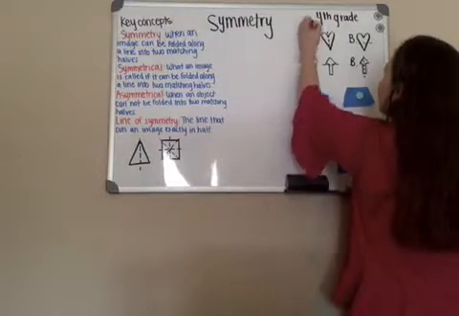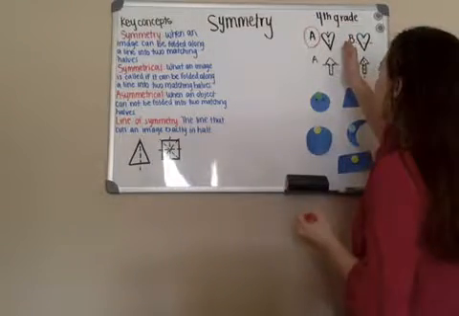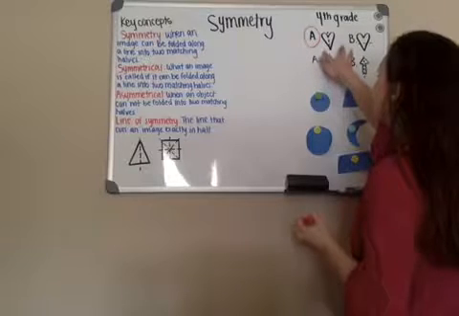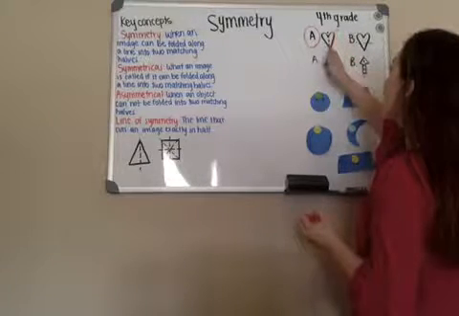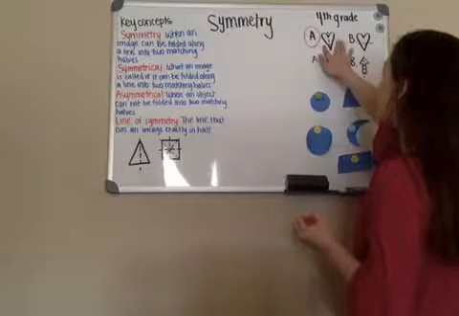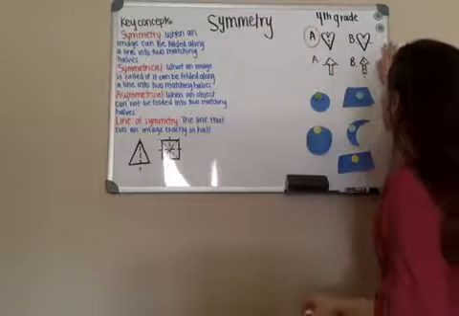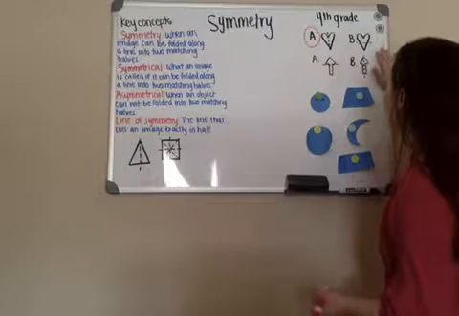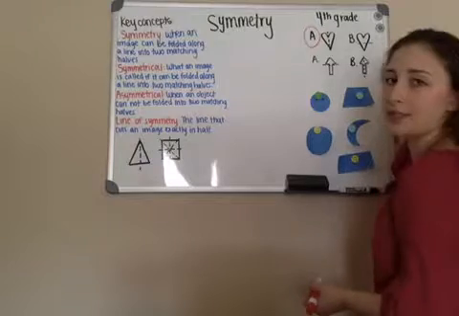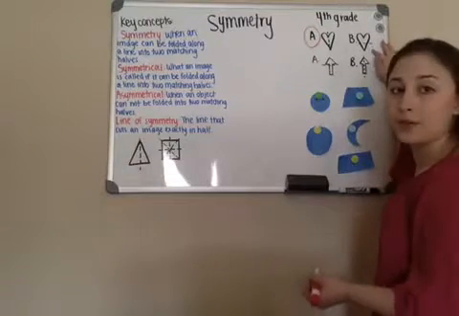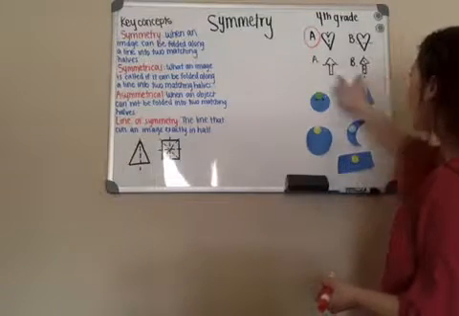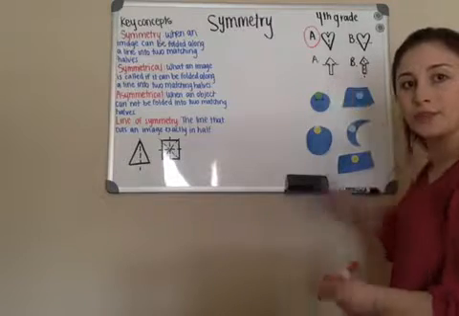Alright, A is correct because this line right here shows us where this image is cut directly in half. And that line right there shows us that both sides are exactly the same. This line on this one, if we were to fold it over on that half, we wouldn't have two sides that are exactly the same. So that one's incorrect. Can anyone tell me on this second one whether A or B is correct?